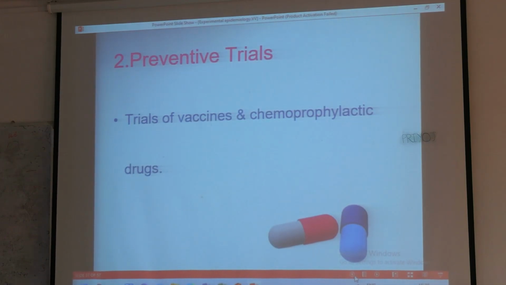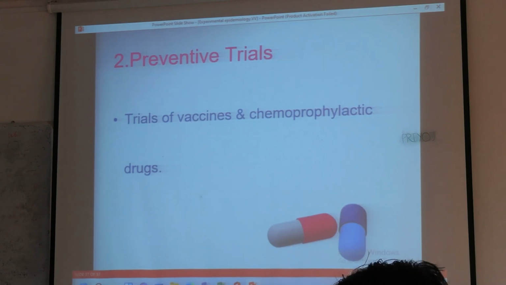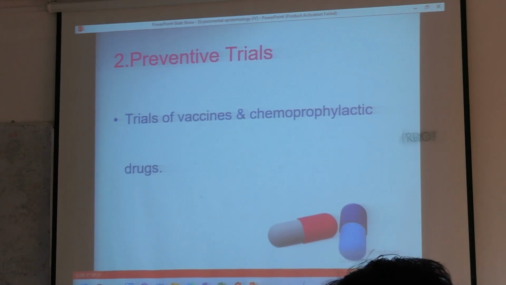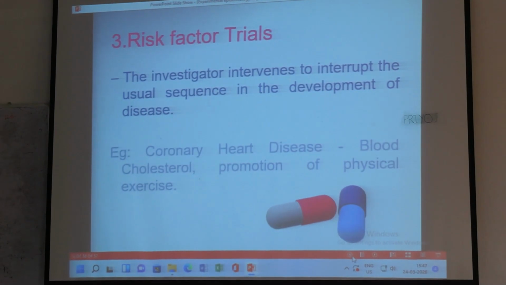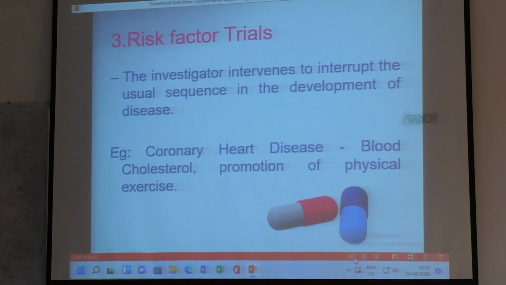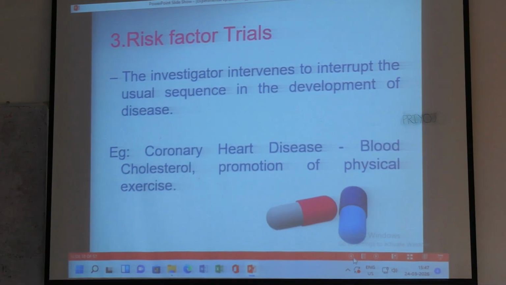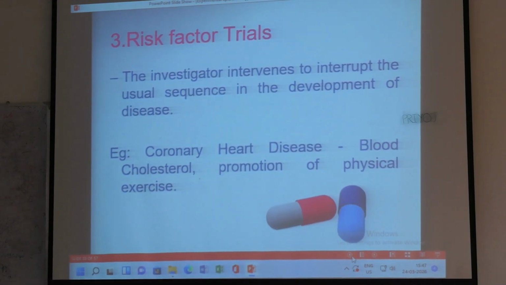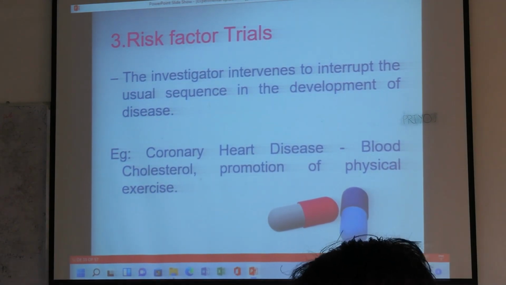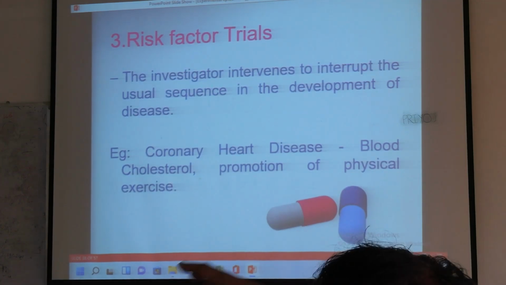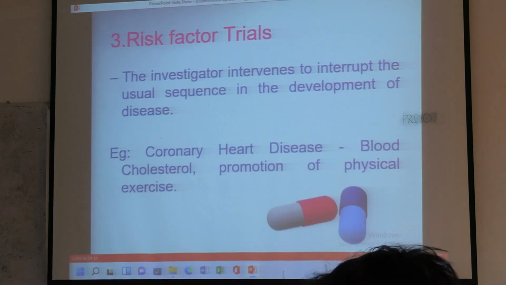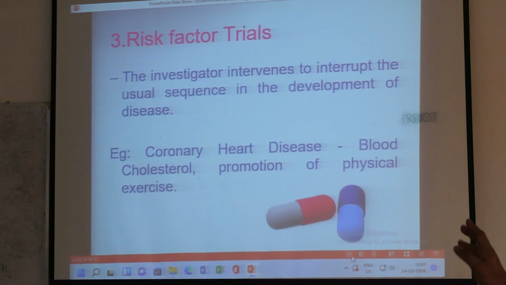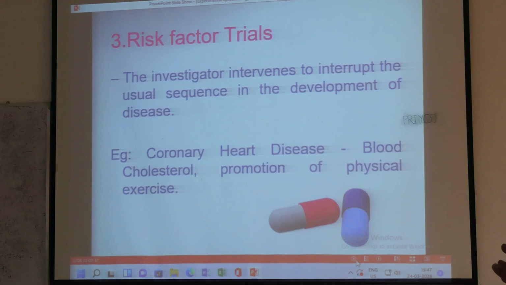Again, then you have what is called preventive trials, trials of vaccines and chemoprophylaxis. So RCT is one. The second one is preventive trials for vaccines and chemoprophylaxis. Then risk factor trials. The investigator intervenes to interrupt the usual sequence in the development of diseases. Here, he's going for a cardiac problem. So you make sure that his cholesterol is decreased, promotion of physical activity, physical exercise is there. That is the investigator intervening to interrupt the usual sequence in the development of disease.